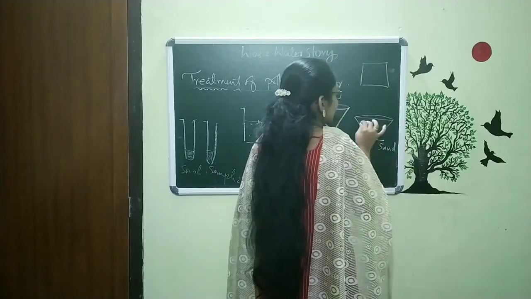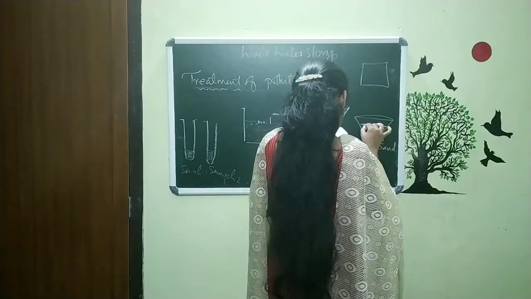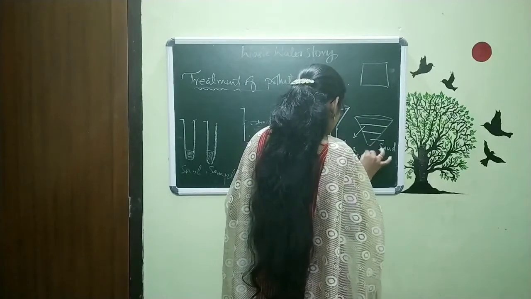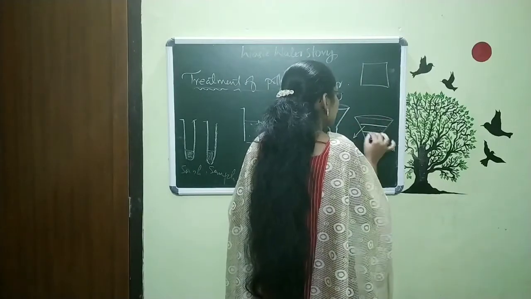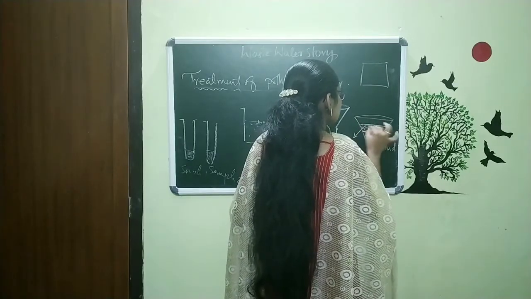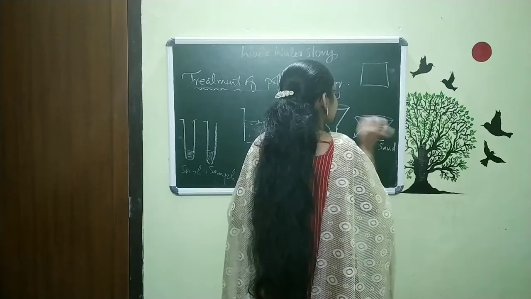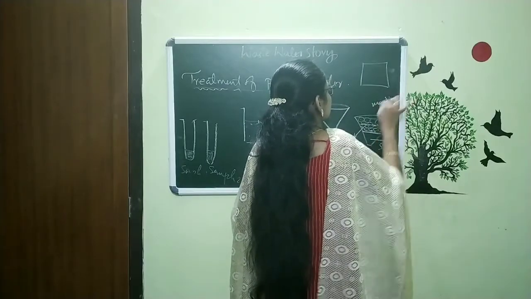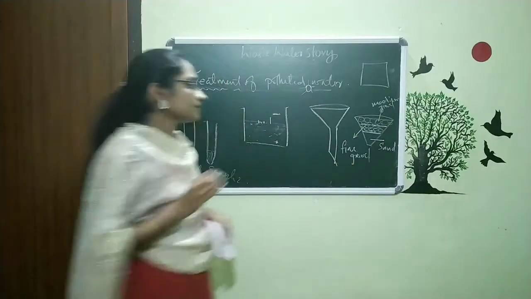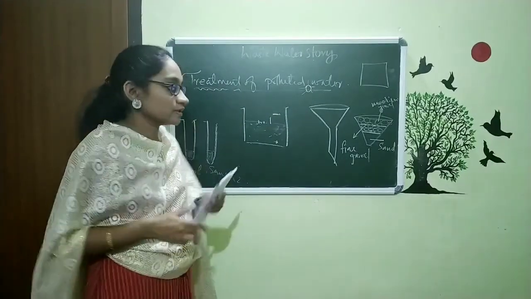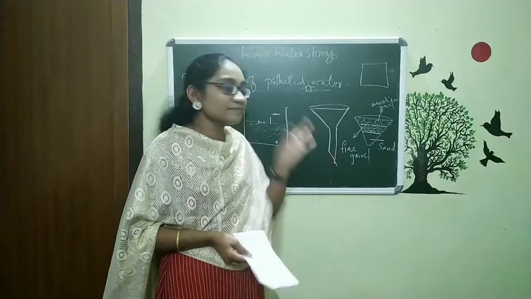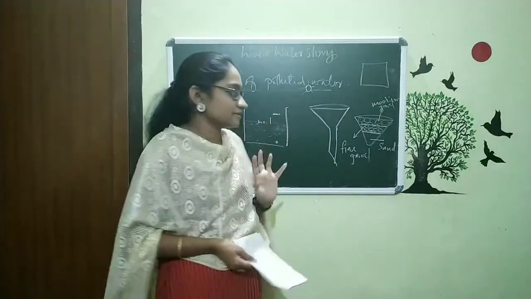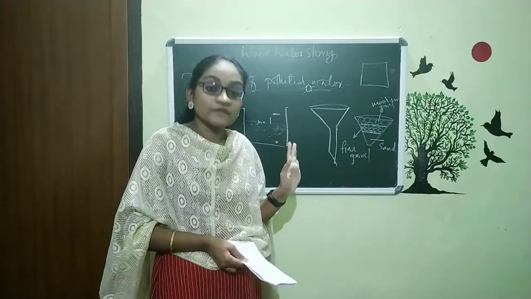Sand. Then put some stones, that is our gravel. Fine gravel. And here at the top layer, it is medium gravel. What is gravel? Gravel means small stones. That is what this fine gravel is. So fine gravel means small stones, and this medium gravel is stones of somewhat larger size. So this is the setup inside the filter paper.